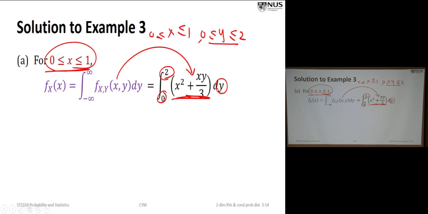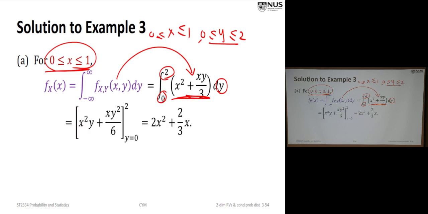So we just proceed to do the integration. And this is the result after you complete the integration. So in other words, when x is between 0 and 1, the marginal of x is given by this expression. How about outside this range? Outside this range, the joint PDF is 0, so this one is replaced by 0. Then of course the answer is 0. So this is the marginal.